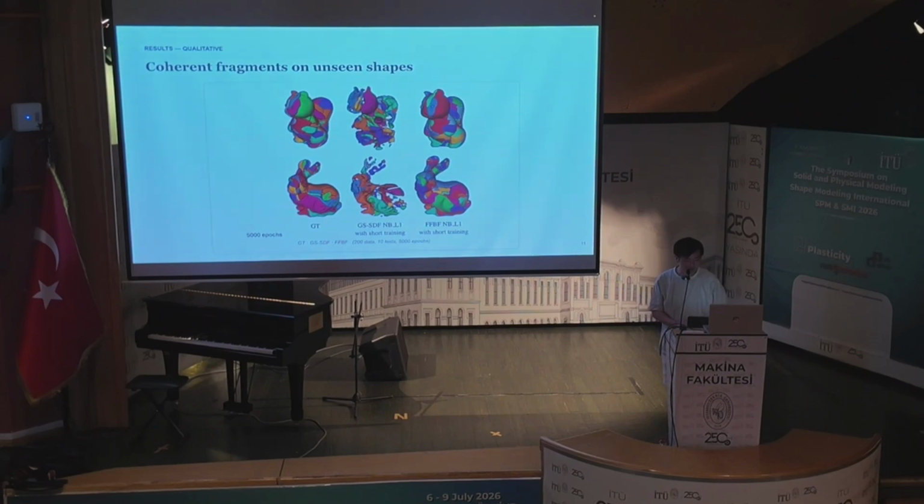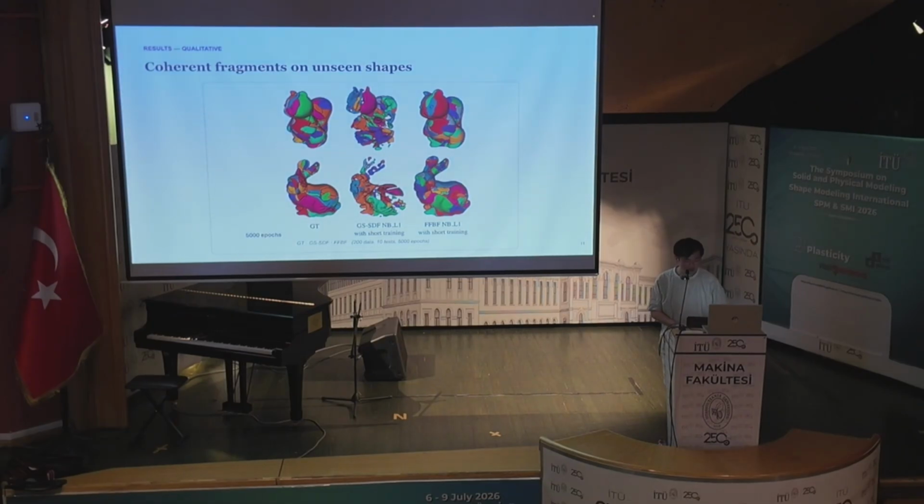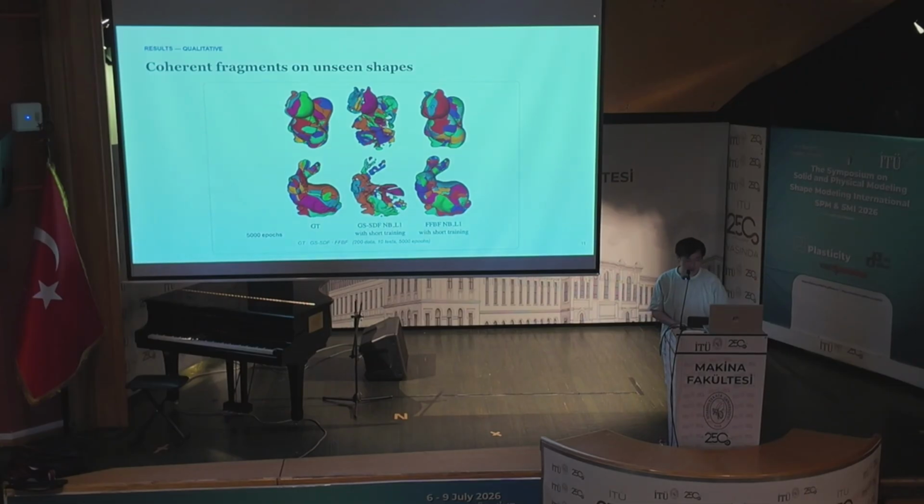So GSSDF with maybe 500 case data sets is noisy and also broken. Once we use the FFBF, BDF, and also the MLB, and also the boundary resampling with the 500 different cases, we acquire coherent fragments close to the ground truth on both the square wave and also the Bernie model.